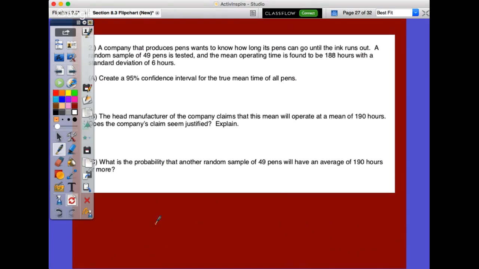Part B said the manufacturer of the company claims that this machine will operate at a mean of 190 hours. Does the company's claim seem justified? Well, let's do this.